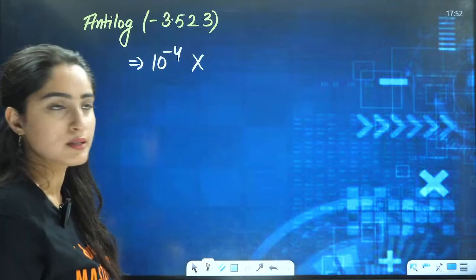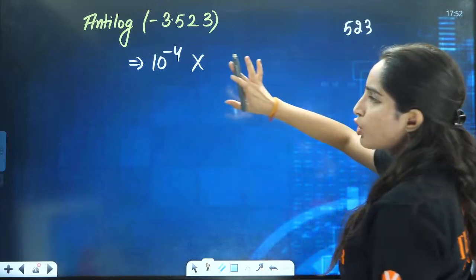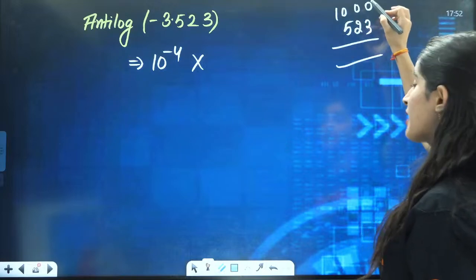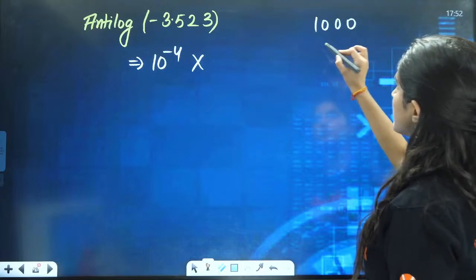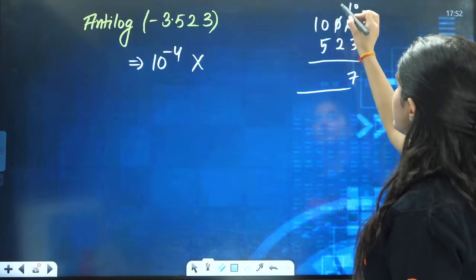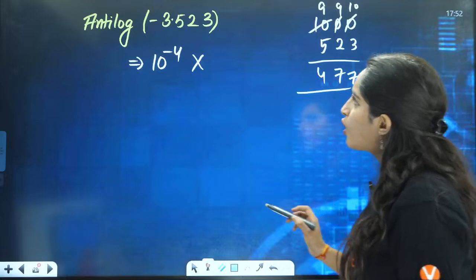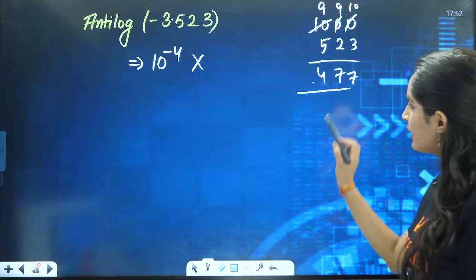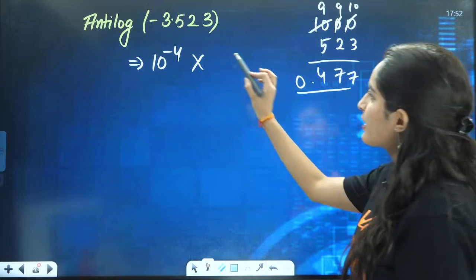Multiplied by this 523. Take it not as 0.523, take it as 523. Subtract it from 1000. So it will be 1000 minus 523, and this will become 10, and this will become 7. 9 minus 2, this will become 7. 9 minus 5, this will become 4. So that means the value is 477. In the end, you will put a dot, that is 0.477. Okay. So 0.477.